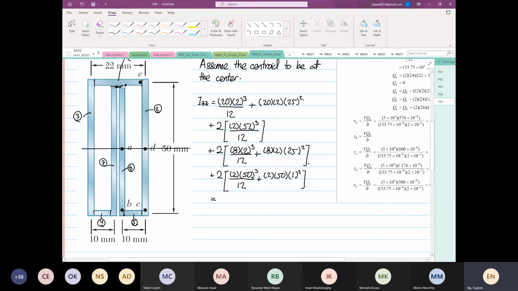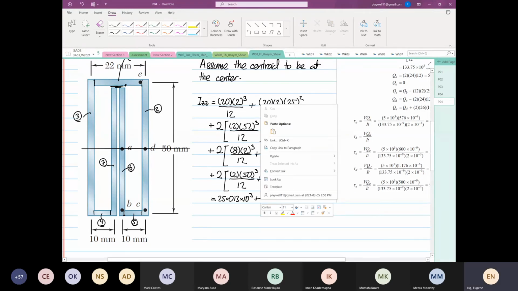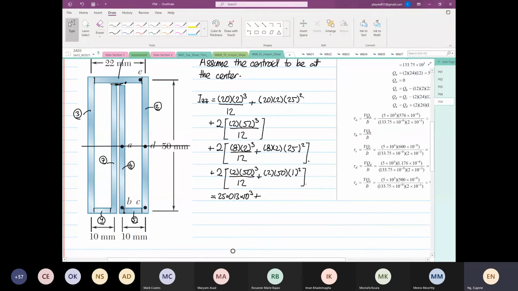So 20 times by 2 power 3 divided by 12 plus by 20 times 2 times 25 times 25. So the first term over here is 25.013 times 10 to the power 3. Plus, let me do it again. Okay, so 2 times by 20 power 3 divided by 12 plus 20 times 2 times 25 squared is equal to 25.013. Okay, the second term is 2 times by 52 power 3 divided by 12 is equal to 46.869 times 10 to the power 3. Okay, so I'll do it again.